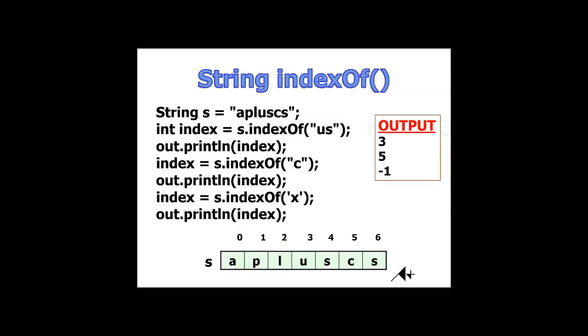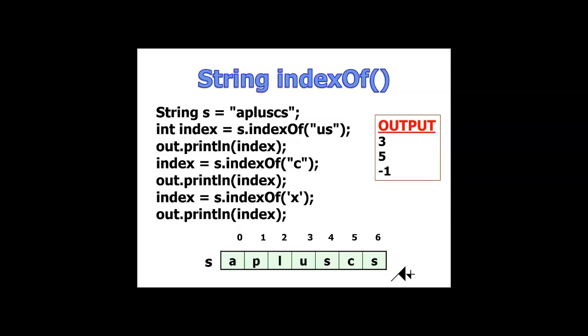Index of is going to start at 0, and it's going to search from 0 towards the length, and it's going to return to you the index position, the spot, the location of the first letter of that string where it exists in the string. So if I say s.indexOf US, it's going to start at 0 and scan from 0 towards the end looking for the first occurrence of US. It will find the first occurrence of US starting at 3. So it's going to return the 3 because that's where the U starts in US.